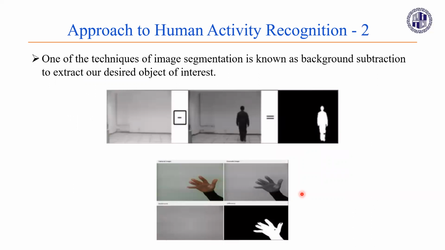This is the second approach to human activity recognition. Here we are going to subtract the background and extract the desired object of interest or desired human body structure. Like here, this is the background, and here we can see a human body is placed. We will subtract this from this particular background image, and we will get the desired result.